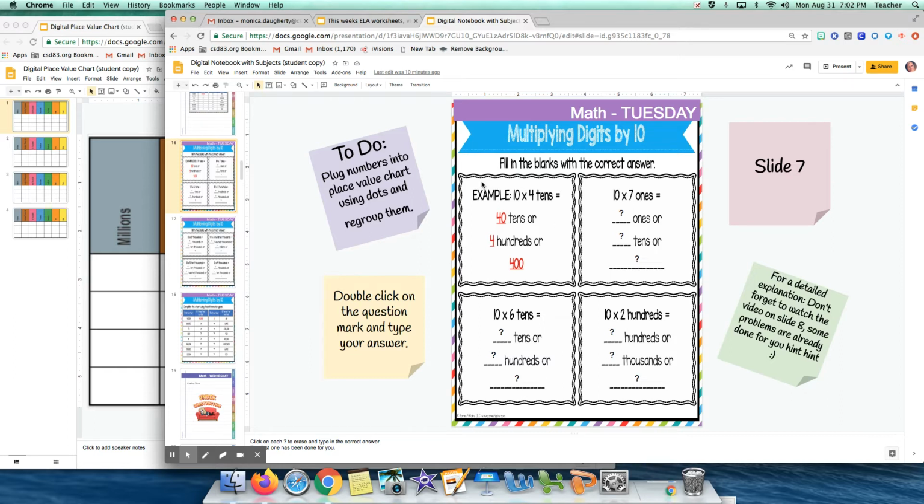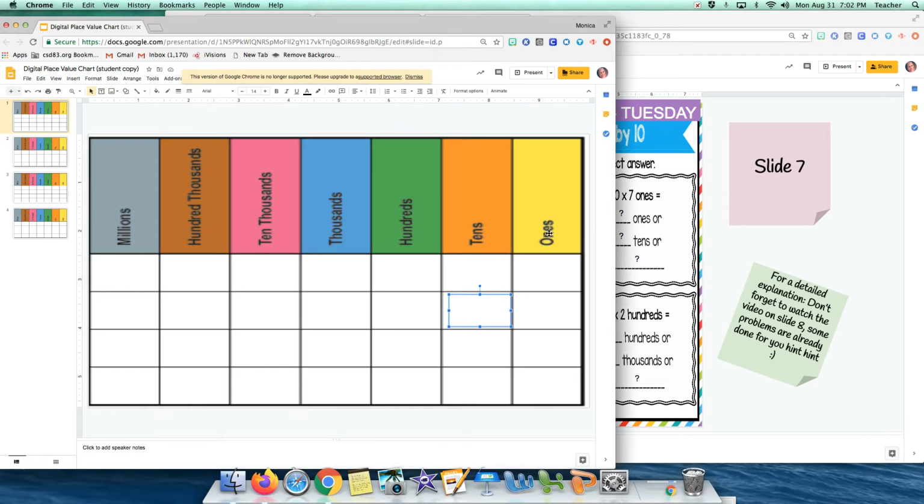So we're plugging these numbers into a place value chart using dots. I'm going to use a bigger symbol so that you can see it. So it says example, 10 times 4 tens. The first thing I want to do is take this freebie. It's telling me to put 4 in my tens column. So I'm going to go to my tens column, and I am going to do 1, 2, 3, 4, okay?